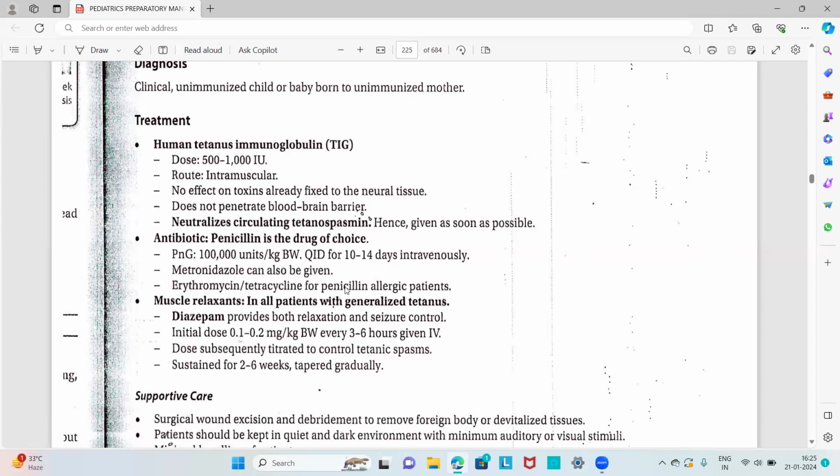And we can also give muscle relaxants in all patients with generalized tetanus. We give diazepam, which provides both relaxation and seizure control. The initial dose is 0.1 to 0.2 milligram per kilogram birth weight every 3 to 6 hours given intravenously. The dose is subsequently titrated to control tetanic spasm, sustained for 2 to 6 weeks, and tapered gradually.